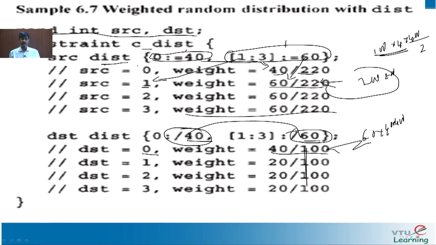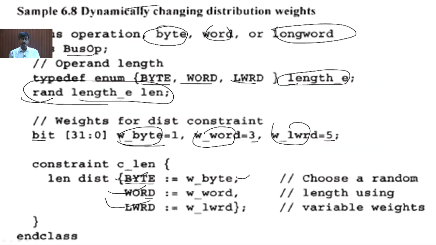This is how it is not defined statically. So how you defined it here, right? It goes on varying. The weight keeps varying with respect to the value that is taken, that is, the value defined for the length here. That is why I am calling it dynamically changing distribution weights. So these distribution weights keep changing randomly.